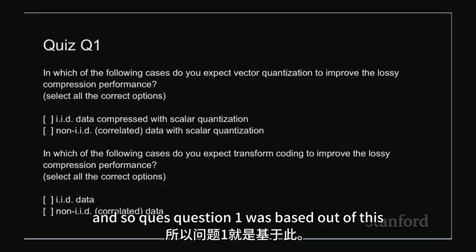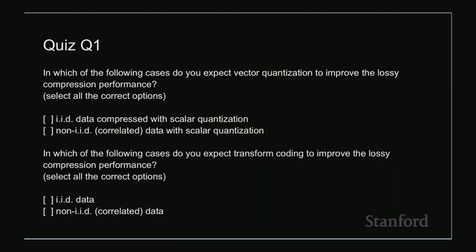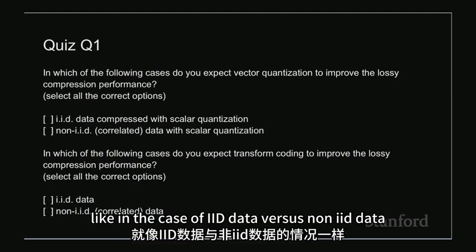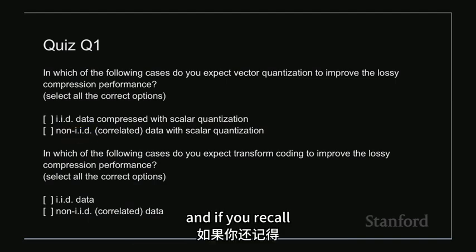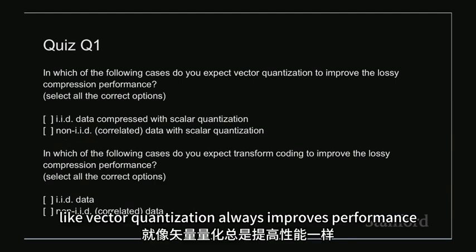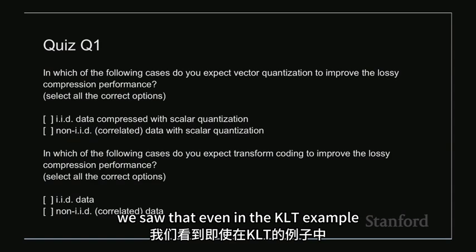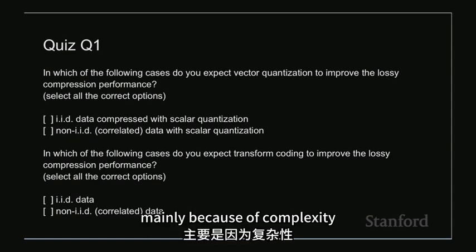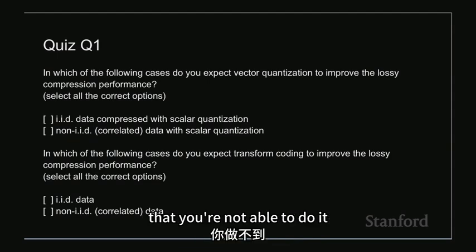And so question one was based on this. Which of the following cases do you expect vector quantization to improve the lossy compression performance? In the case of IID data versus non-IID data. And if you recall, vector quantization always improves performance. We saw that even in the KLT example. If you can do it, go ahead and do it. It's mainly because of complexity that you're not able to do it.